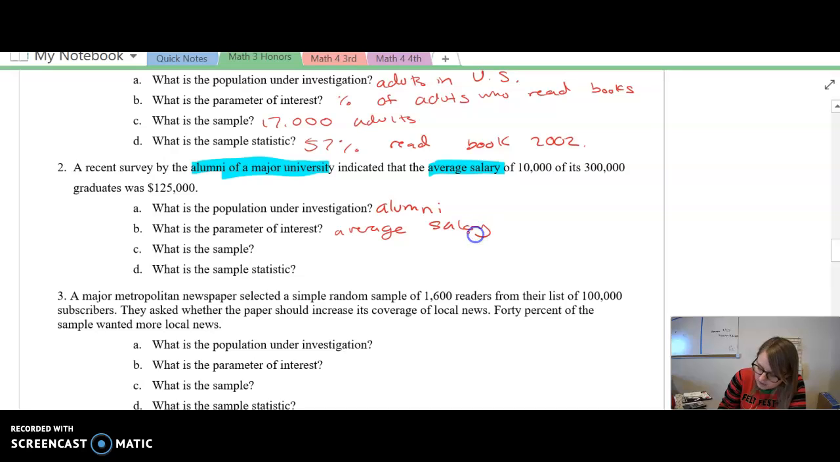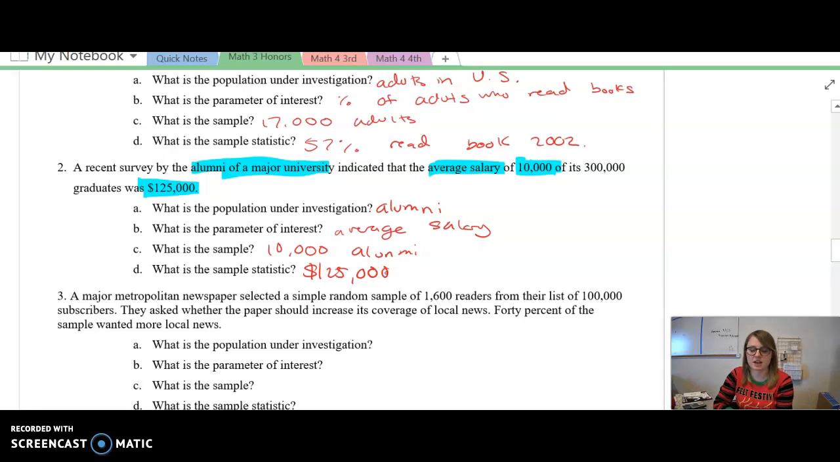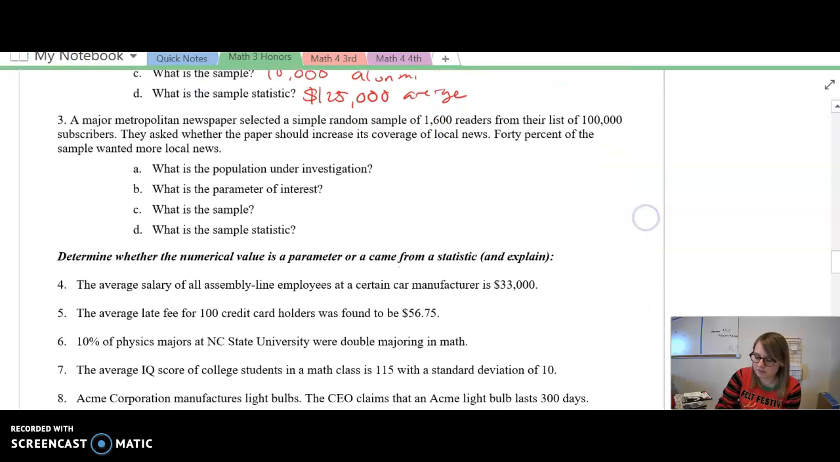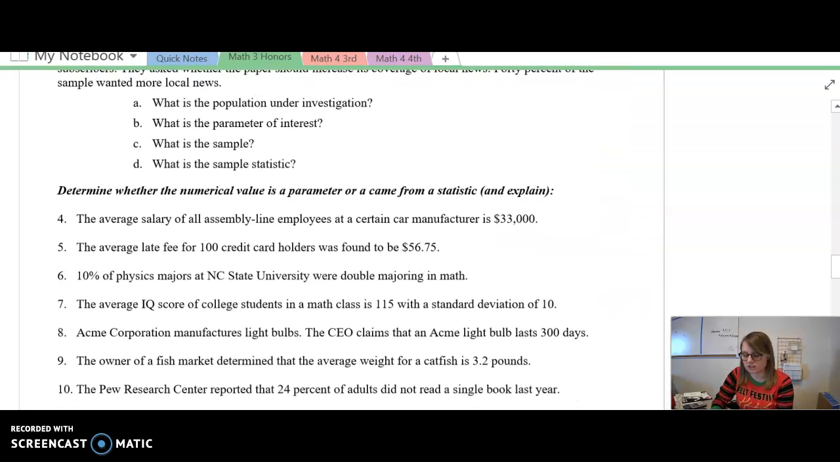Salary. And then what is the sample? Well, the sample was the 10,000 students of the 300,000. So the 10,000 alumni. And then what is the sample statistic? That is what they found, and it was 125,000. Was the average salary. Okay? Alright, so I'm not going to do number 3, but you kind of get the gist.